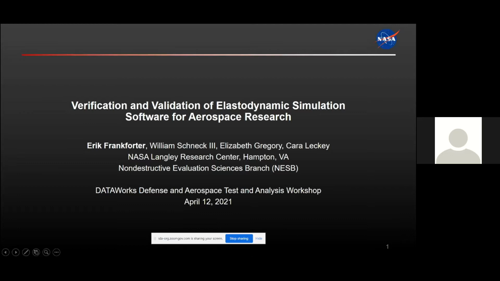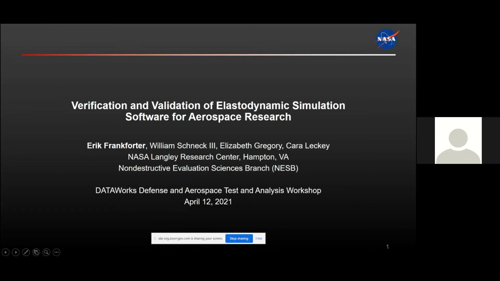In part of this, I'll be looking to give examples from software that we have developed, in-house software at NASA Langley Research Center, as well as software that has been open source. And from there, I guess I should start by acknowledging my co-authors. So Bill Schneck, Elizabeth Gregory, Cary, all also work at the Non-Destructive Evaluation Sciences branch.